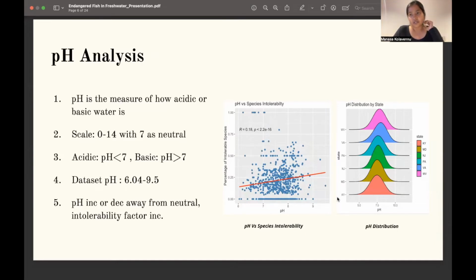With increase or decrease in the pH value from the neutral, the intolerability factor increases. So that is what we have found out from our analysis. And these are the images which show the pH versus species intolerability and how pH distribution was in our data set. I'm giving it over to Megha.